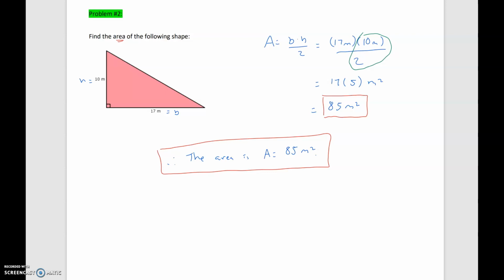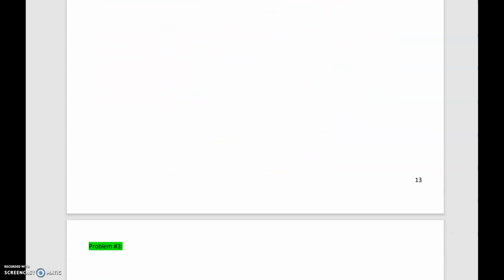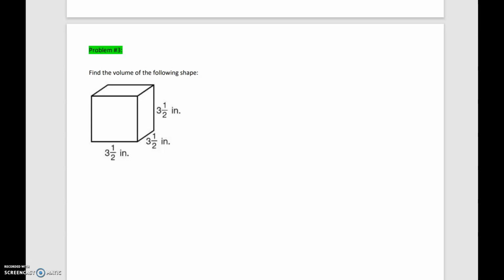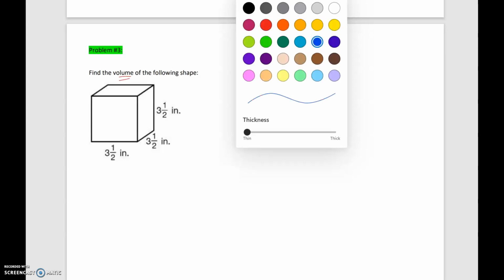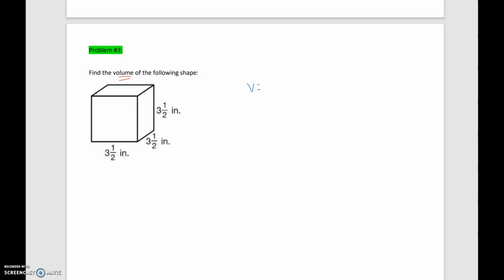Let's move on into problem 3. And problem 3 wants a volume. So for this problem, the volume is going to be equal to the area of the base times the height, or W times L times H. So in this case, you could say that this is W, this is L, and this is the height of the object. So the volume is going to be 3.5 times 3.5 times 3 1/2, and we're looking at inches to the 3rd power.